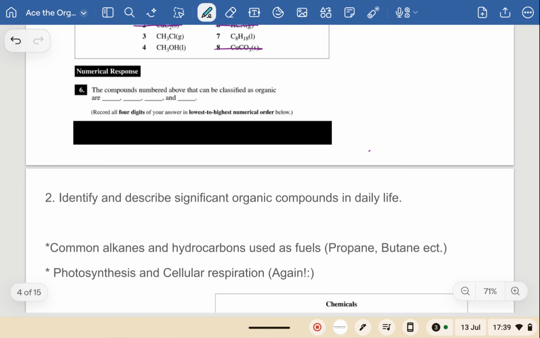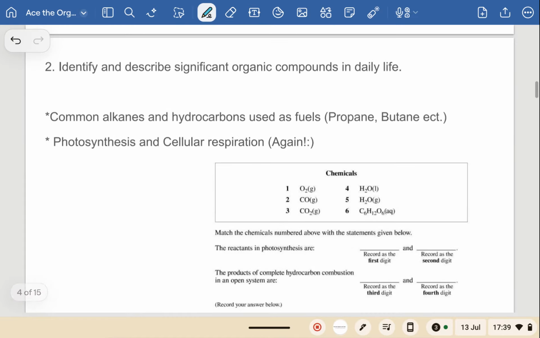Then we move on to being able to describe significant organic compounds in daily life. So I just added this part here. This has been definitely coming up more and more on the diplomas. It's been on the very last one from June, and it was on the one before that. So you want to be able to look at things like propane and say that propane is used in a barbecue, or butane is used in a lighter, or things like methanol or ethanol. The nice thing about that is that the questions I've seen so far, they might list 4 different organic compounds and then ask about 2 of them. So you would only need to know a few from the list.